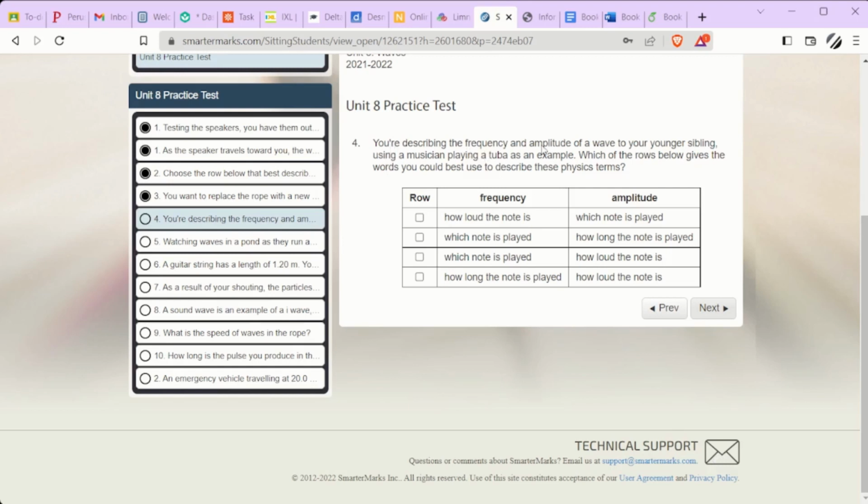Now, you're describing frequency and amplitude to your younger sibling using a musician playing a tuba as an example. The frequency would be which note is played, and the amplitude is how loud the note is. This is just understanding our definitions.